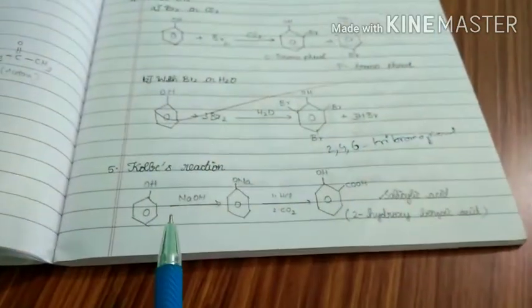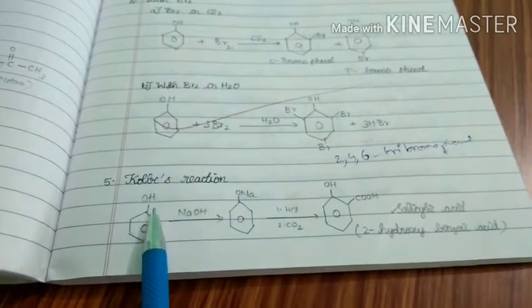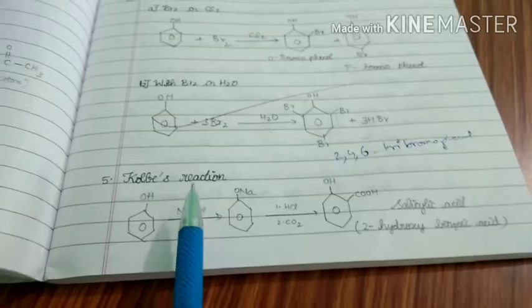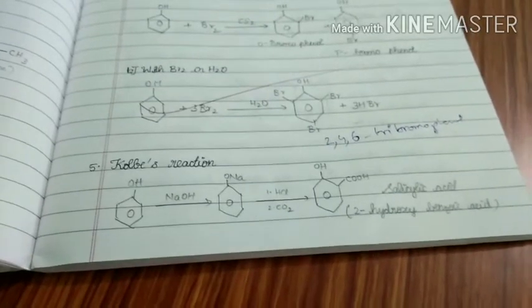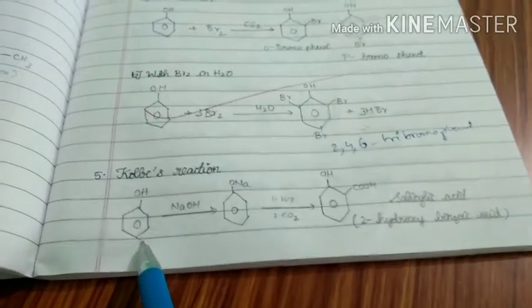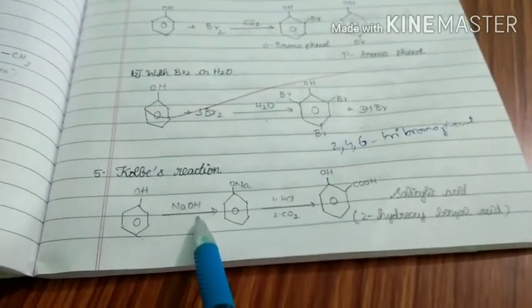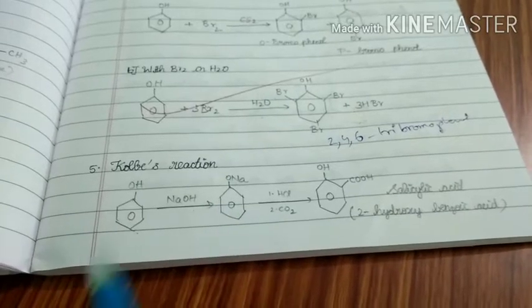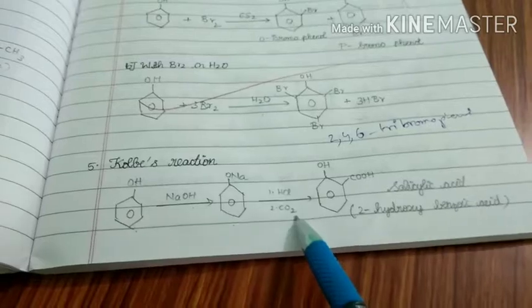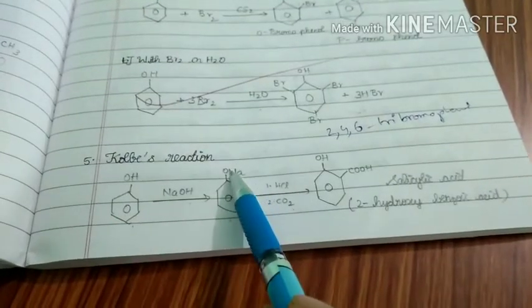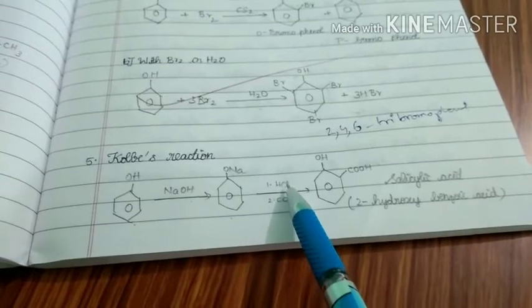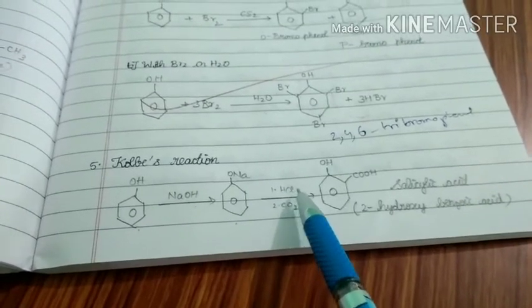The next reaction is the Kolbe reaction. This is also a very important reaction because it is one of the named reactions. In this case, initially phenol reacts with NaOH, then we get sodium phenoxide. When this sodium phenoxide reacts with HCl and CO2, the sodium is replaced by H+ and is removed with Cl as NaCl.